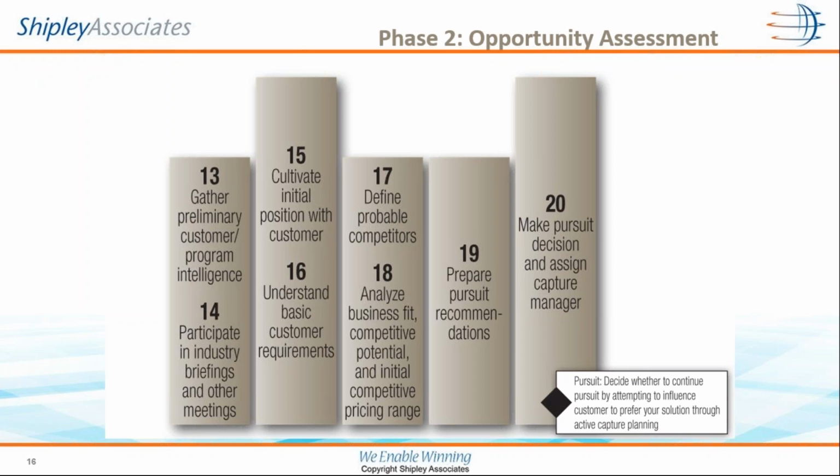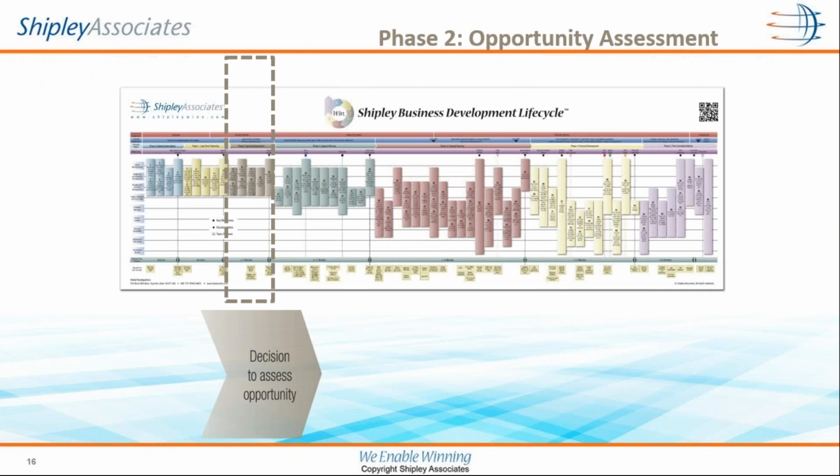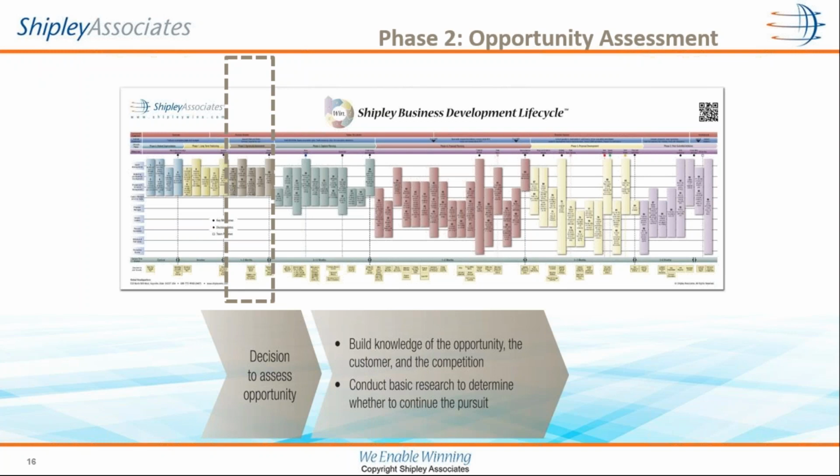Someone needs to decide, are we going to pursue some of these opportunities? Have these met our criteria to advance the opportunity through our pipeline? And can we now assign an opportunity lead or a capture manager to this? So the inputs to this, we've made a decision to start qualifying and assessing opportunities. We're going to build knowledge and intelligence about that opportunity with some basic research, some relationship building, ultimately to make that pursuit decision. That's the decision gate at this phase in the process.